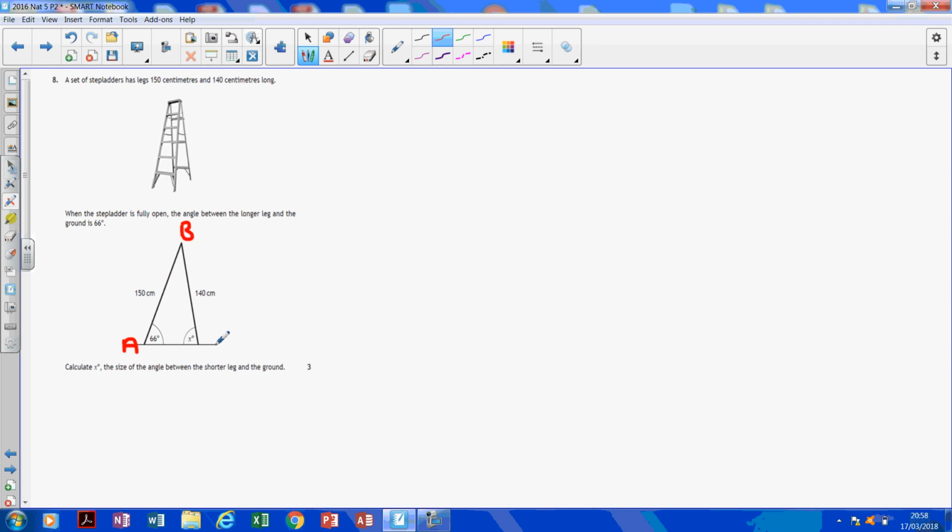A, B and C. Use small letters, so that's small a, across from angle A, small c across from angle C, and across from B is small b, but I don't need that one, so I'm not really interested in that. Right, so the sine rule then will be a over sine A is equal to b over sine B is equal to c over sine C.